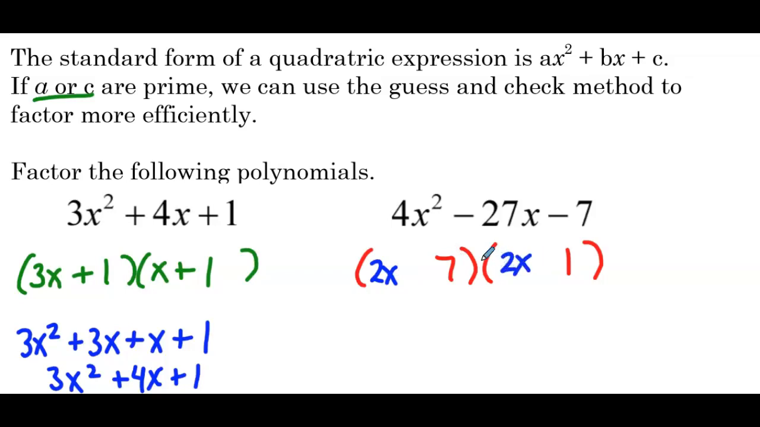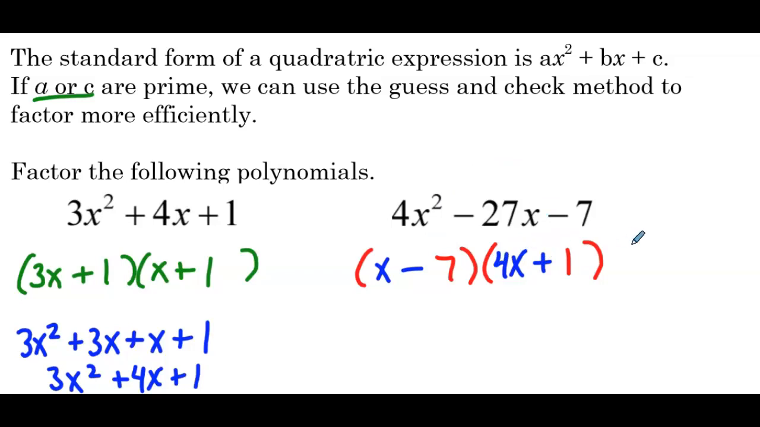So 2x and 2x. So we have 14x and 2x. One would be positive, one would be negative. So I don't see a way with those terms to get negative 27x. Okay, so those are out. So let's try 4x and x. Okay, so we'd have 7x and 4x. Again, one has to be positive, one has to be negative. Don't see a way to get negative 27x. That's out. So let's try 4x and x the other way. So we'd have 28x and x. Well, if we make that negative, so it's negative 28x and plus x, we get negative 27x.